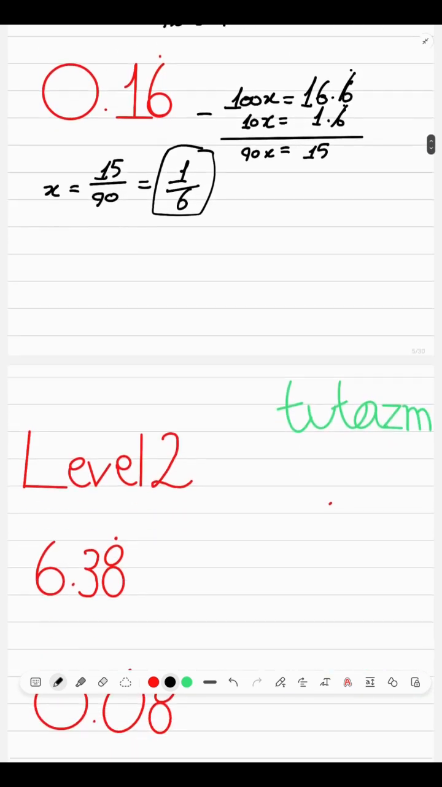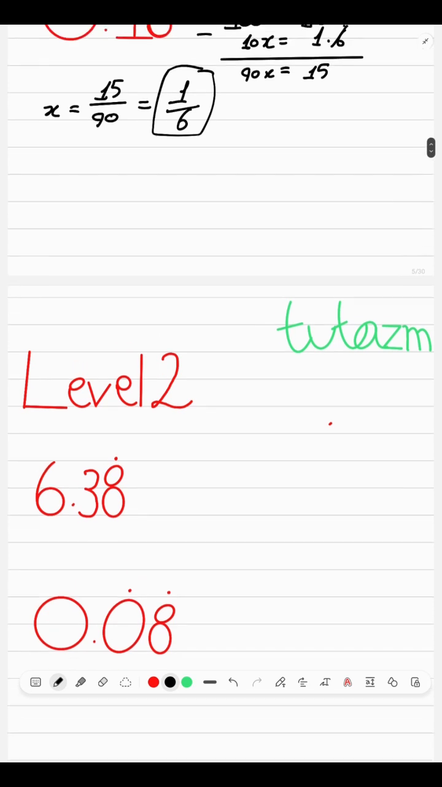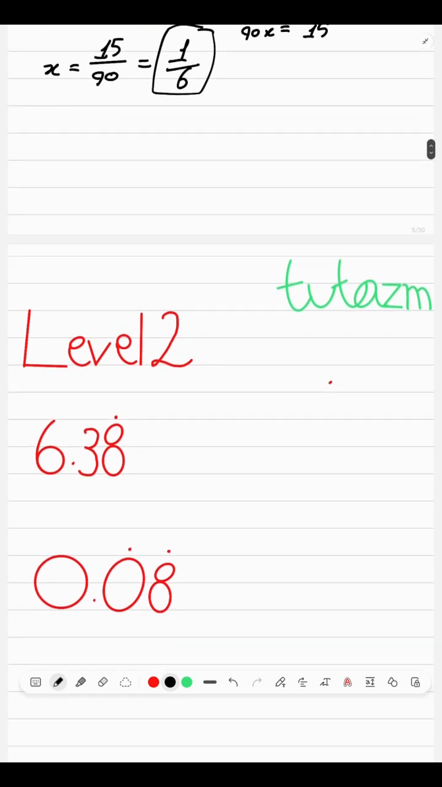Alright, let's move on to the second level then. So we have here 6.38 recurring. In this case, we'd multiply the fraction by 100 again, because the recurring number is 2 away from the decimal point. So 100x is equal to 638.8 recurring, and then we'll take that away from 10x, which is equal to 63.8 recurring.